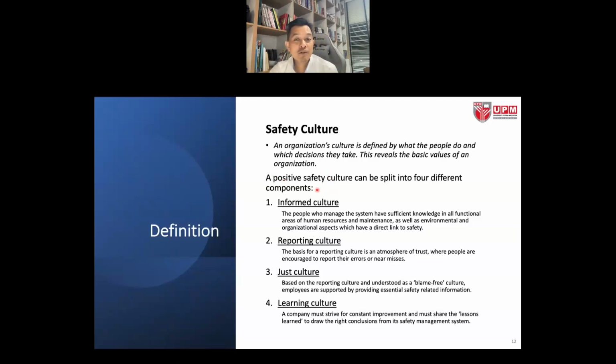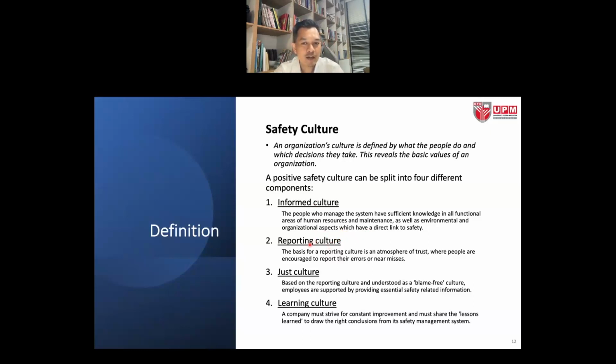A positive safety culture can be split into four different components. The first one is informed culture. The people who manage the system have sufficient knowledge in all function areas of human resources and maintenance, as well as environmental and organizational aspects, which have a direct link to safety. The second one is reporting culture.